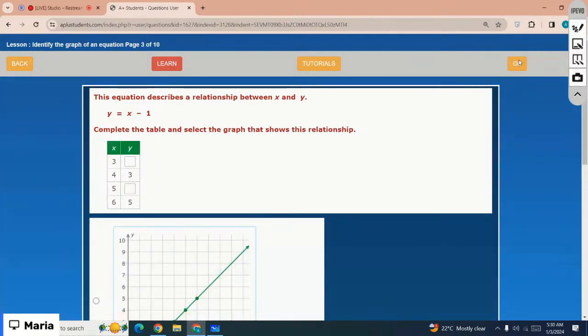The equation describes the relationship between x and y. Y equals x minus 1. Complete the table and select the graph that shows the relationship. So, which is the correct option?